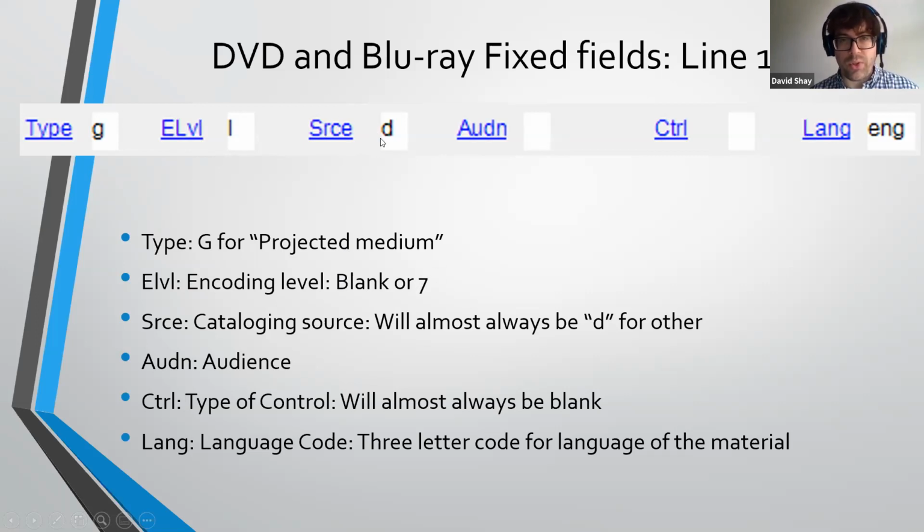Source, cataloging source, is going to be D for other, because we are not the library. None of us are the Library of Congress. None of us are cataloging for the Library of Congress.